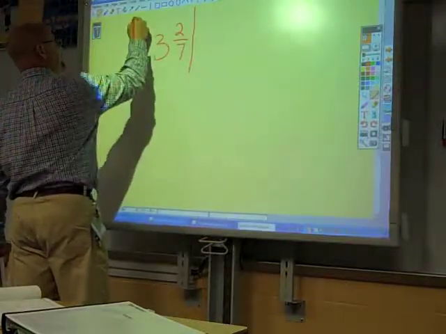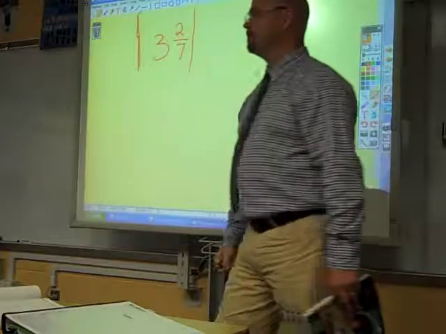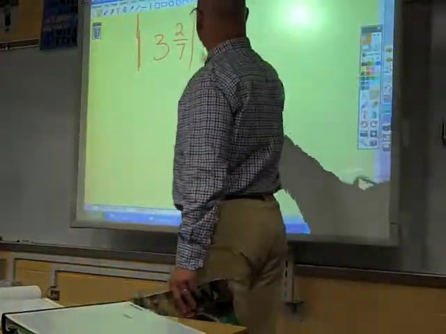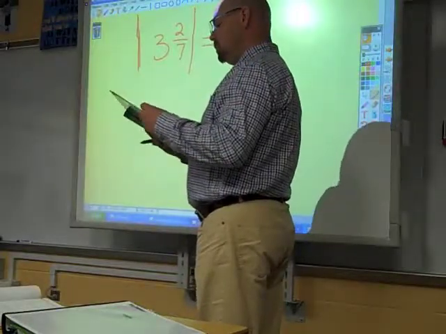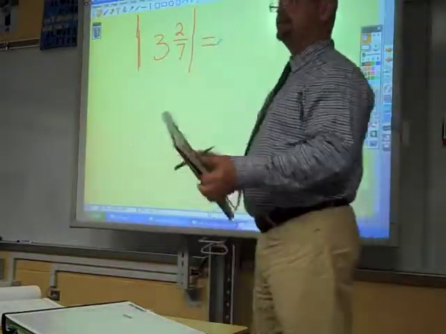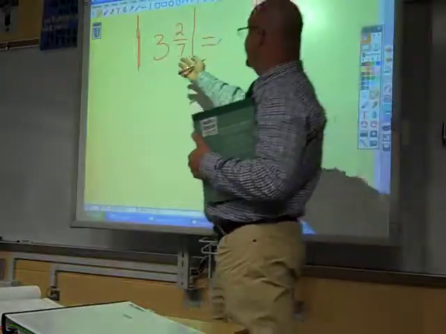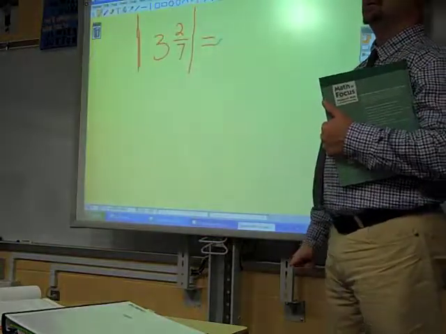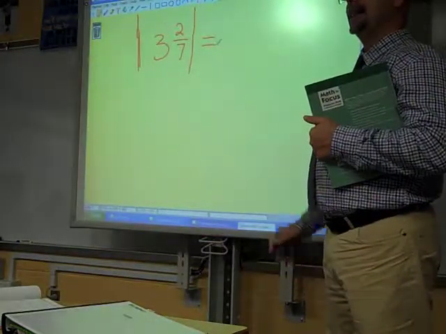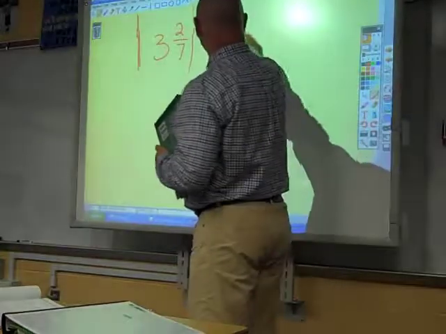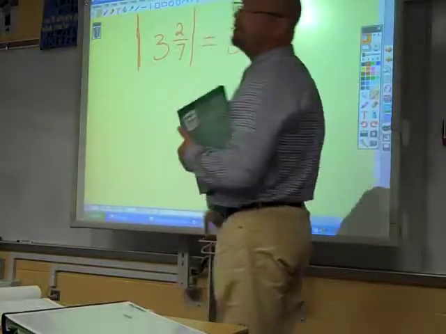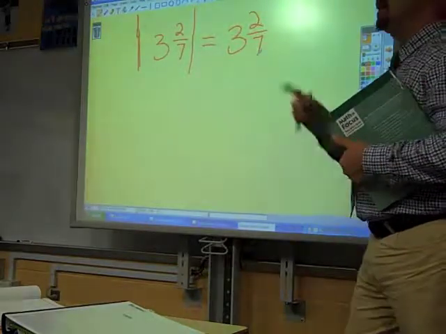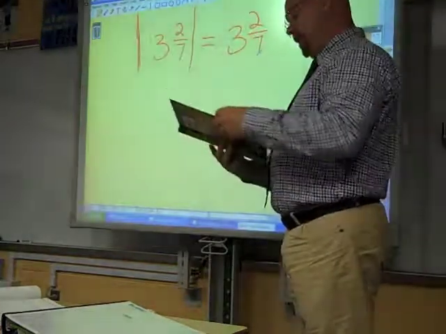What is the absolute value of 3 2/7? A negative 3 and 2/7. Is it negative 3? No. Oh, you're saying the answer is negative. Remember, when we're doing absolute value, this asks you how far is that from 0? 3 and 2/7. So that's your answer. It's not a negative. Absolute value will never be a negative because it's a distance. Negative distances don't make sense. Yes? Next one is negative what?